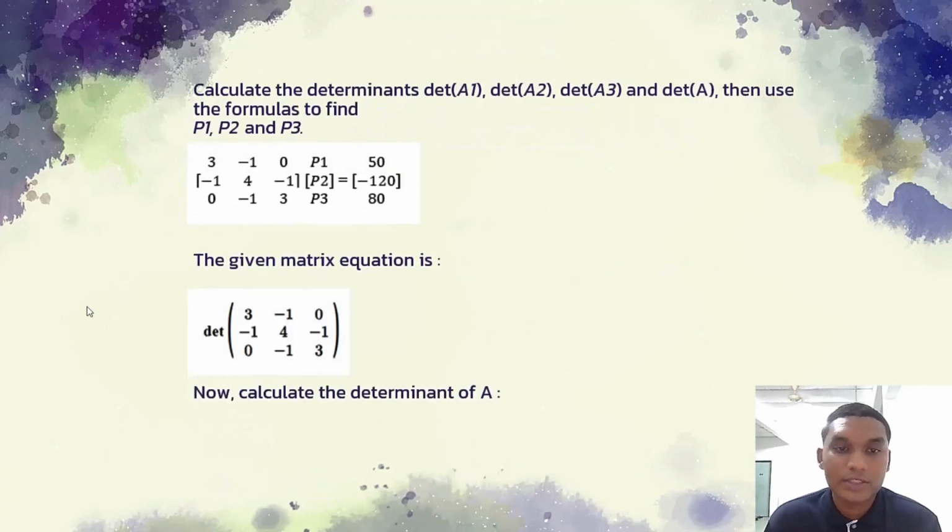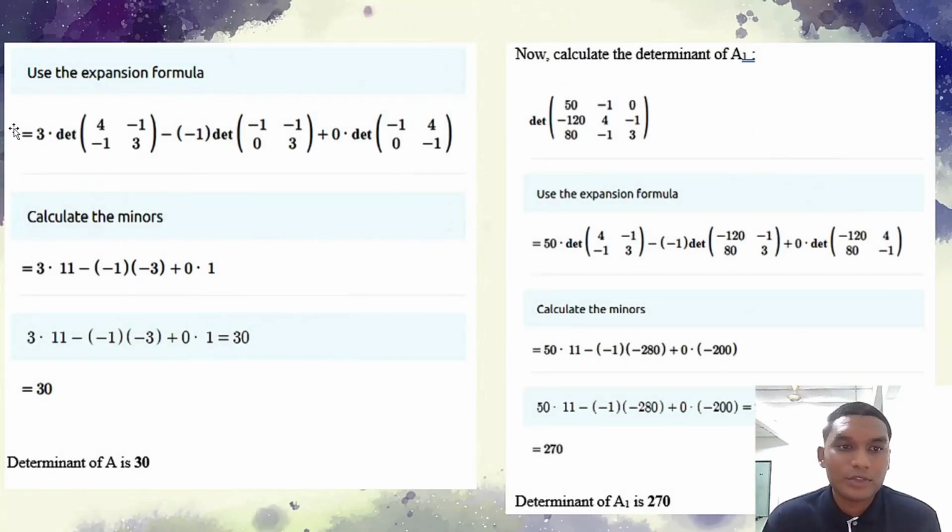Here we can see how to calculate the determinants A1, A2, A3 and determinant A, then use the formulas to find P1, P2 and P3 as we can see below. The given matrix is 3, -1, 0, -1, 4, -1, 0, -1, 3. Now we can see how to calculate the determinant of A. Here we use the expansion formula as below and calculate the minors.